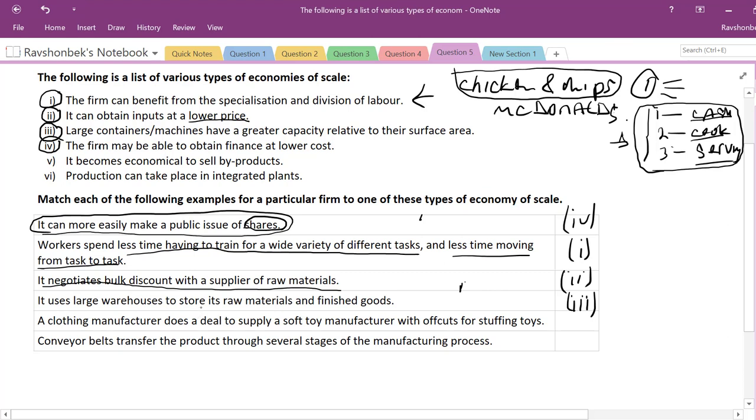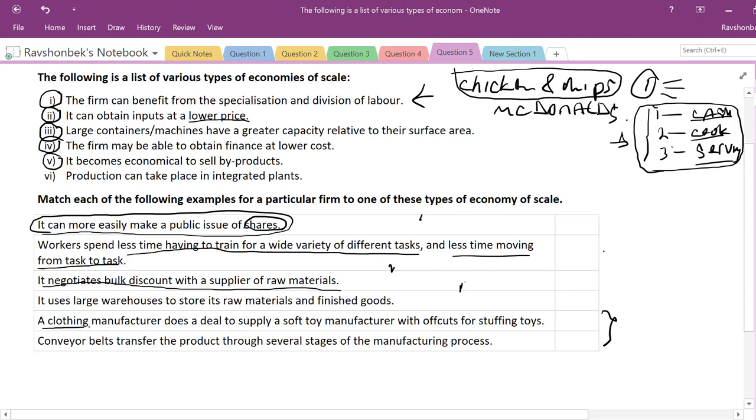And number 5, it becomes economical to sell byproducts. That's interesting. Think of a large producer, or let's say, oh, everything's gone for some reason. Not sure why. Okay, we'll stop this. Hopefully you copy it. So it becomes economical to sell byproducts. Okay, this is the answer here.